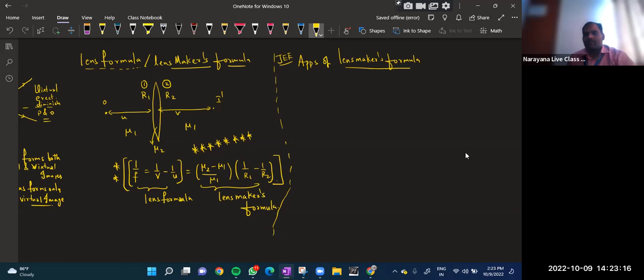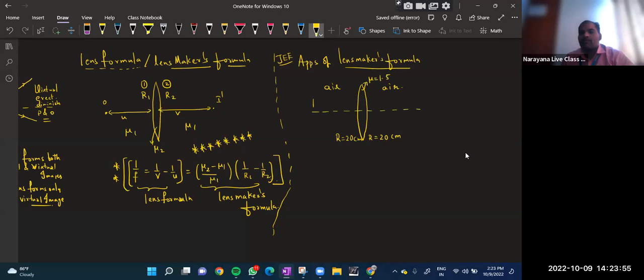See, one question I will give, you just try. This is an equiconvex lens, with radius of curvature 20 centimeter on each side. Understood? It is immersed in air. This is air, and this is also air here. Is my point clear? And its refractive index is 1.5.